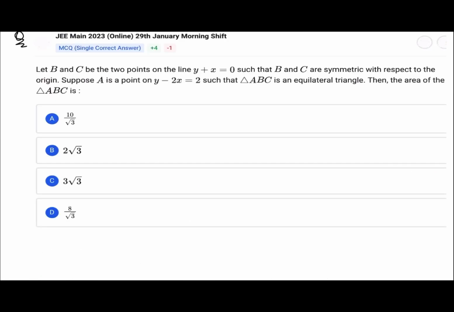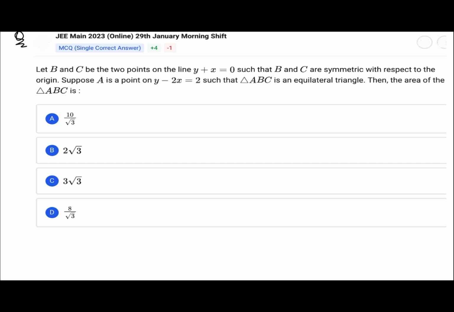Question is, let B and C be the 2 points on the line y plus x is equal to 0 such that B and C are symmetric with respect to the origin. Suppose A is a point on y minus 2x is equal to 2 such that triangle ABC is an equilateral triangle, then the area of the triangle ABC is.